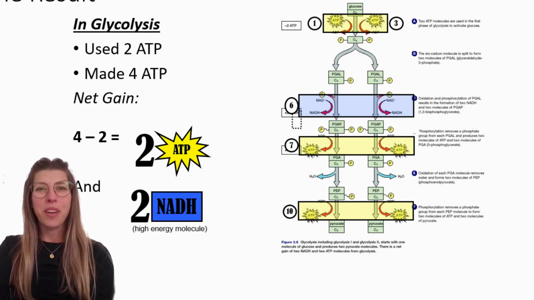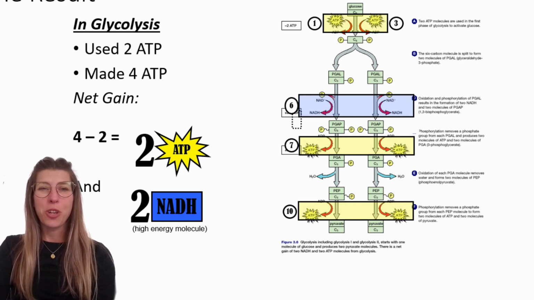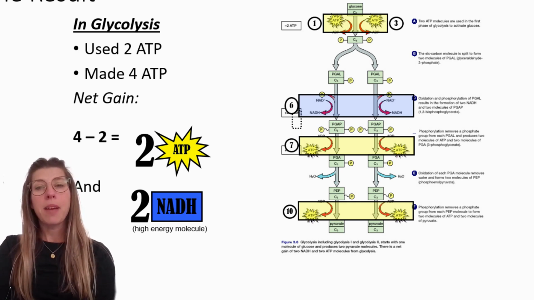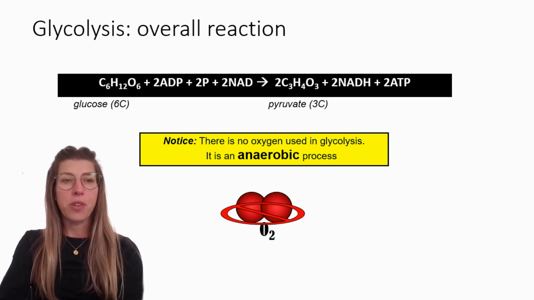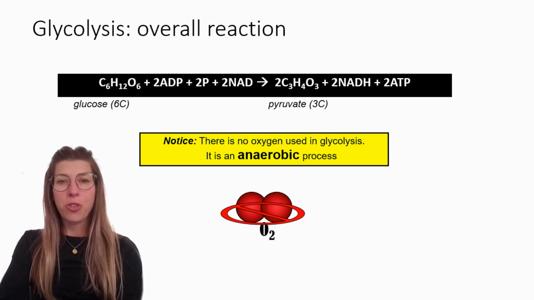Although we keep focusing on ATP, we also have to remember that NADH is a high energy molecule as well. And through this process, we saw redox reactions happening where NAD plus transformed into NADH through the movement of electrons. So let's not forget about the 2 NADHs that are created as well. The overall reaction of glycolysis can be expressed in the chemical equation shown here. If you notice, there is no oxygen seen throughout this process, meaning it is an anaerobic process.